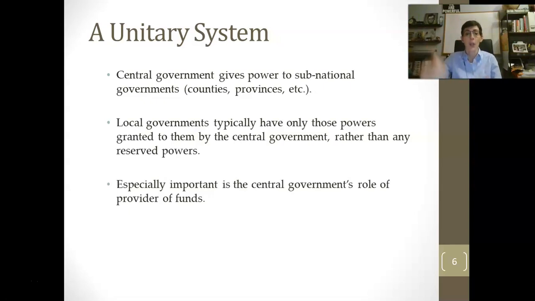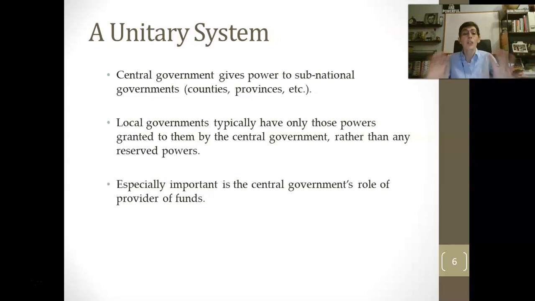They decide how much power and what power these other areas of government get. But it's the central government that has complete authority and all the power. They decide who gets what. So local governments typically only have those powers that are given to them by the central government. There are no powers that are just theirs. They only get what the national government says they can get.